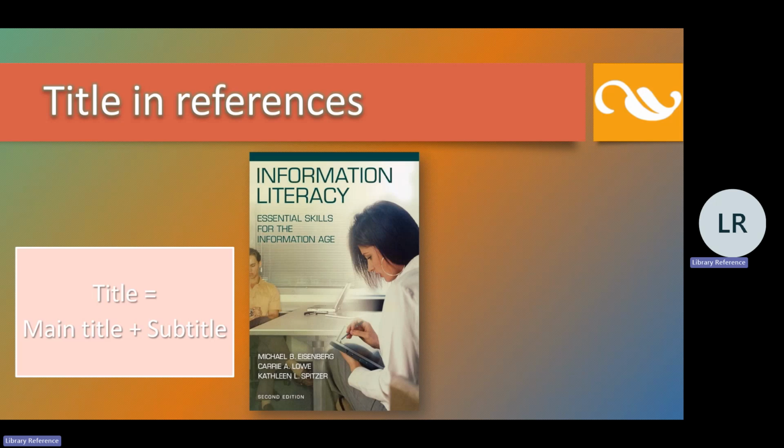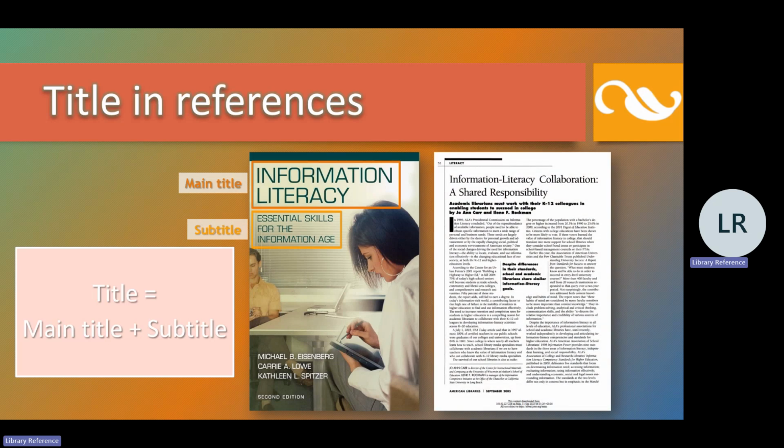This is a book cover of the book Information Literacy, Essential Skills for the Information Age. So Information Literacy is the main title, and it is accompanied by a subtitle, Essential Skills for the Information Age. Both these comprise the title of the work. Similarly, in the case of an article, like the one on the screen, we may have the title Information Literacy Collaboration, which is the main title, and this main title is accompanied by the subtitle A Shared Responsibility. Both of them together constitute the title of the work.